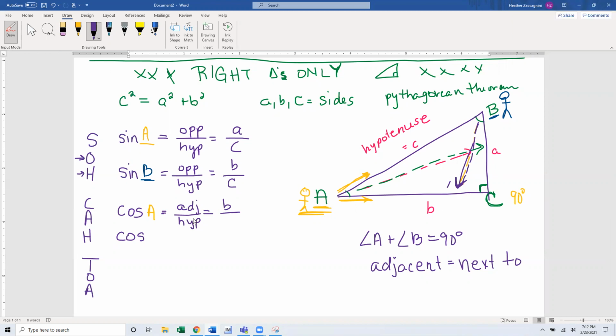And then it would be little c, right? Correct, because we're still on the hypotenuse. Hypotenuse never changes. We know that that's still C.